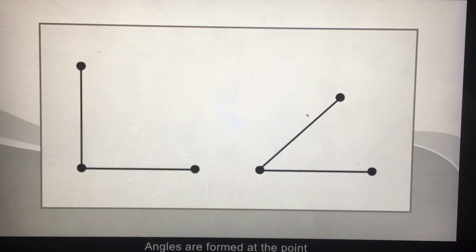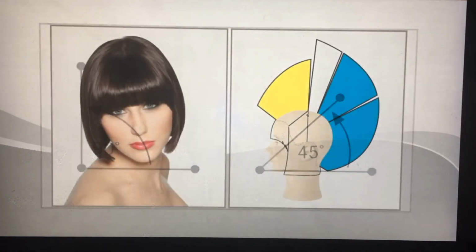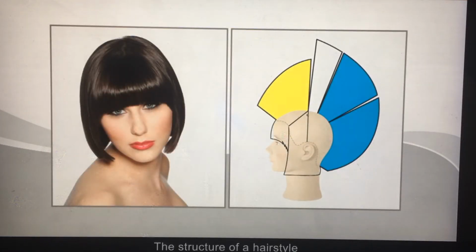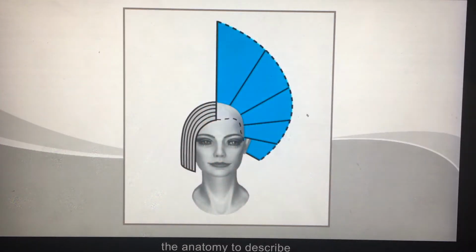Angles are formed at the point where two lines intersect. The most common angles in haircutting are 90 degrees and 45 degrees. The structure of a hairstyle refers to the arrangement of lengths around the curves of the head. There are two ways to analyze a haircut: natural fall and normal projection. Natural fall describes the hair as the lengths lay or fall naturally over the curve of the head, using parts of the anatomy to describe where the lengths fall. With normal projection, the hair is viewed abstractly, as if it were sticking out from the various curves of the head.